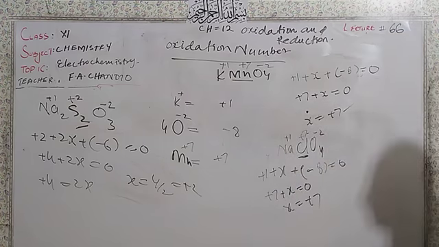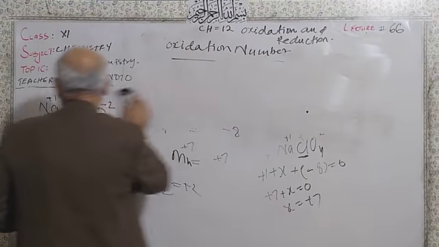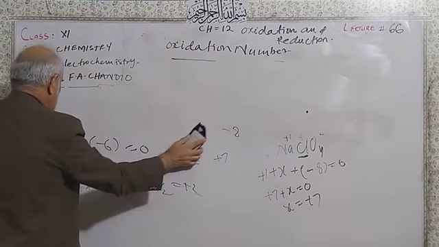So this method is used to calculate oxidation numbers. The questions are given in the exercise, you must solve them according to the procedure given in your book.